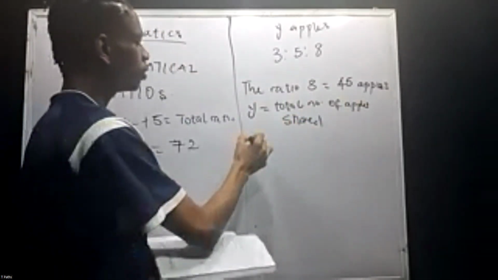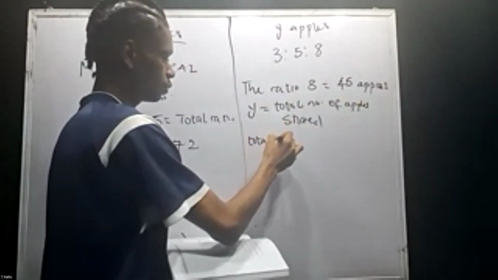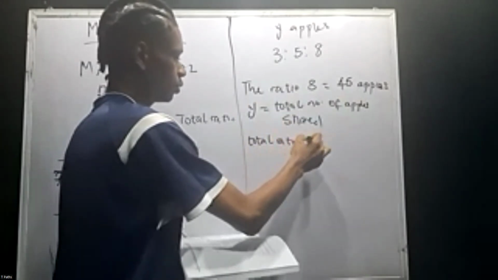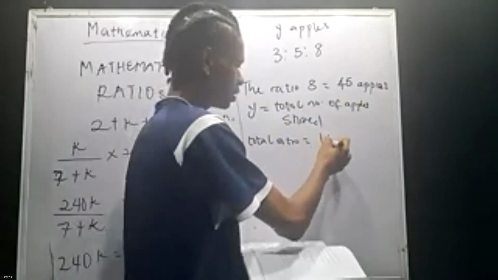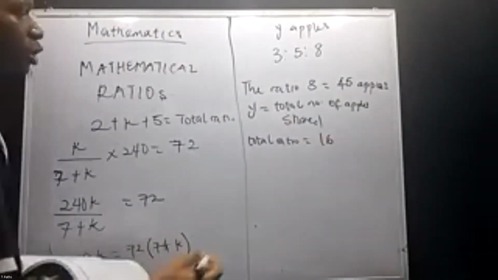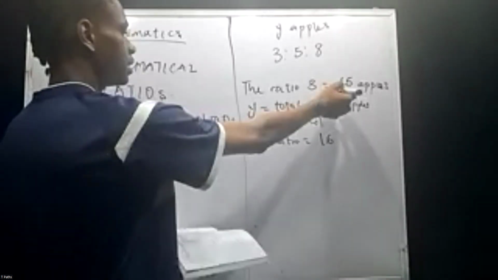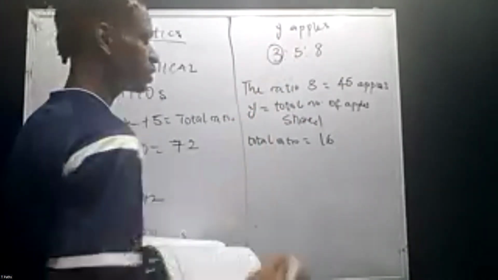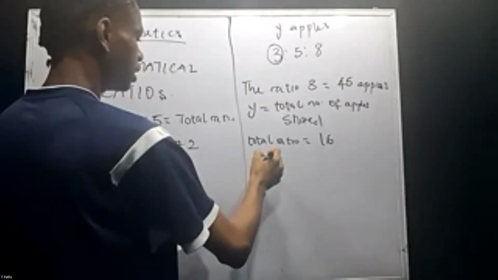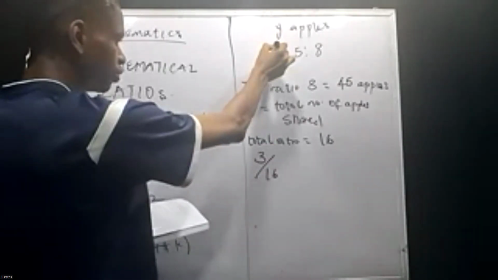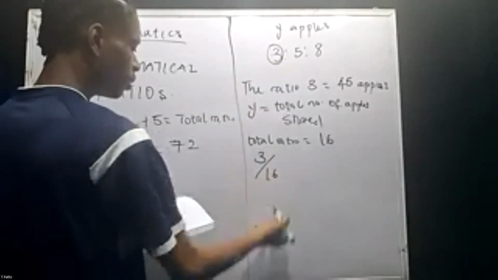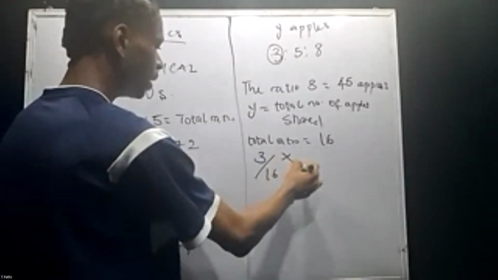And then the total ratio is 3 plus 5, 8 plus 8, 16. So now for me to calculate Y, I know that the ratio of 3 is 45. How do I go about it? I'm going to say 3 divided by 16, which is the unit's ratio divided by the total number of ratio, multiplied by the amount shared.